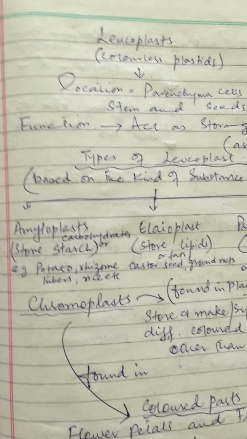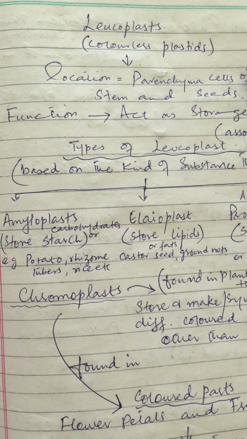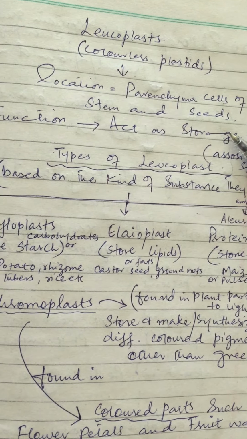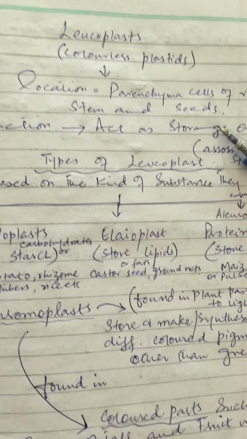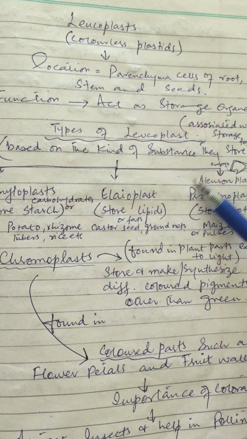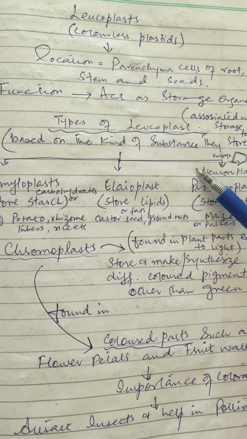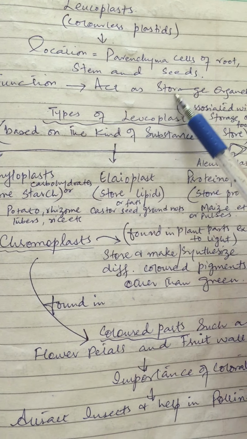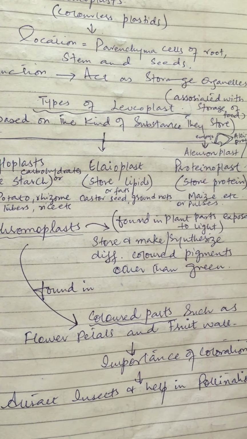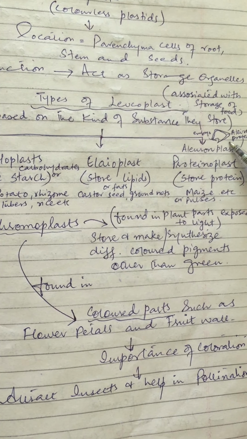Now coming to the details of the leukoplast. As I have already mentioned, these are the colorless plastids. Where are they located? They are found in the parenchymal region of the root, stem and seeds. What is their function? Why are they important? Leukoplasts act as storage organelles, associated with the storage of food molecules.